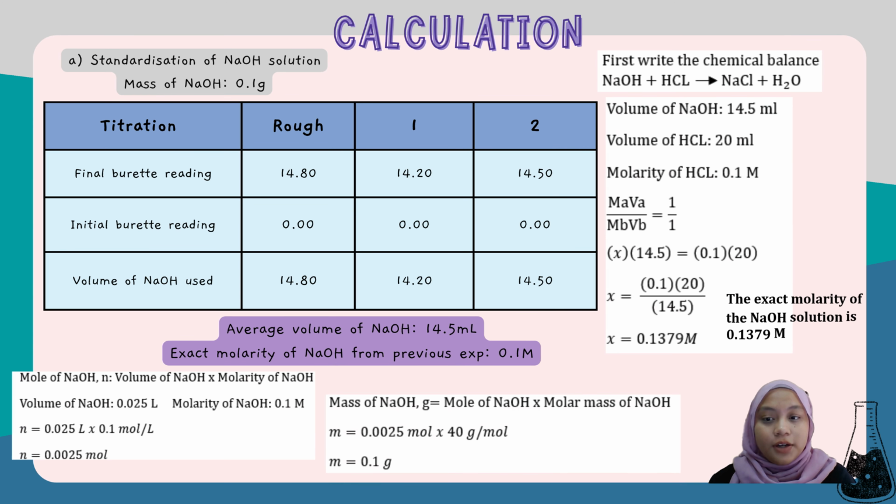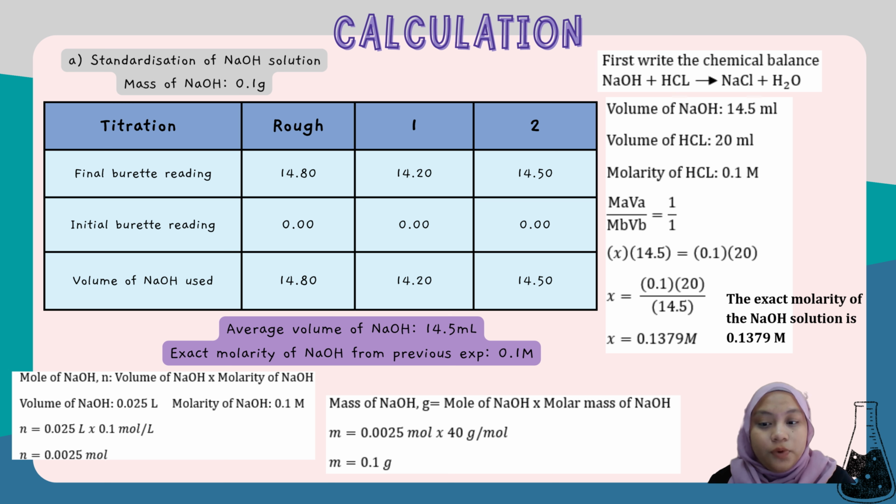Now let's move on to the calculation. The standardization of NaOH solution. Mass of NaOH is 0.1 gram. This is our table: final burette reading, initial burette reading, and the volume of NaOH used. We do this experiment 3 times, run first and second, to get the average volume of NaOH, which is 14.5 ml. The exact molarity of NaOH from the previous experiment is 0.1 molarity.